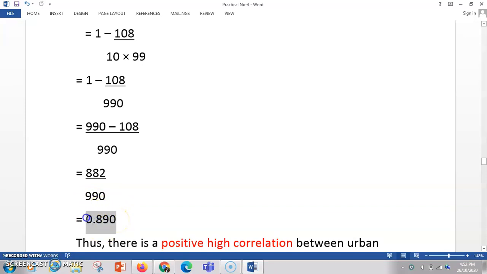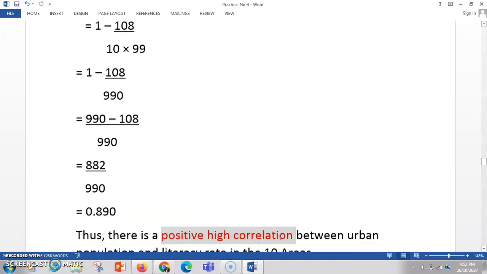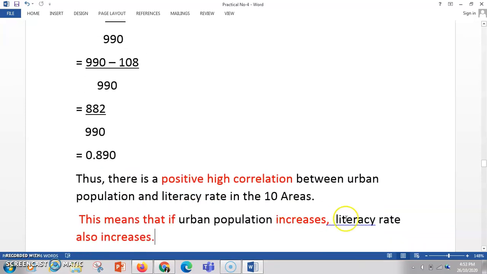Now make sure that your answer should be between -1 and 1. If your answer is greater than 1 or less than -1, it means you have got a wrong answer. Okay. This is a correct answer, which is between 0 and 1, and -1. Now this value is not negative. This is a positive value. So you will say that this is a positive correlation. Okay. There is a positive correlation between urban population and literacy rate.